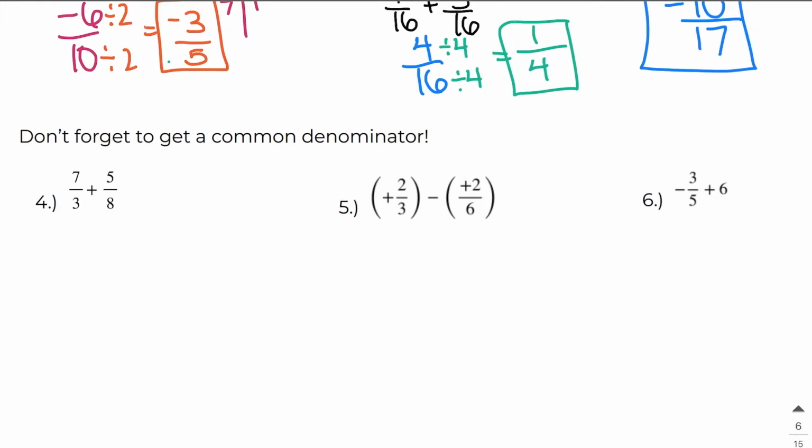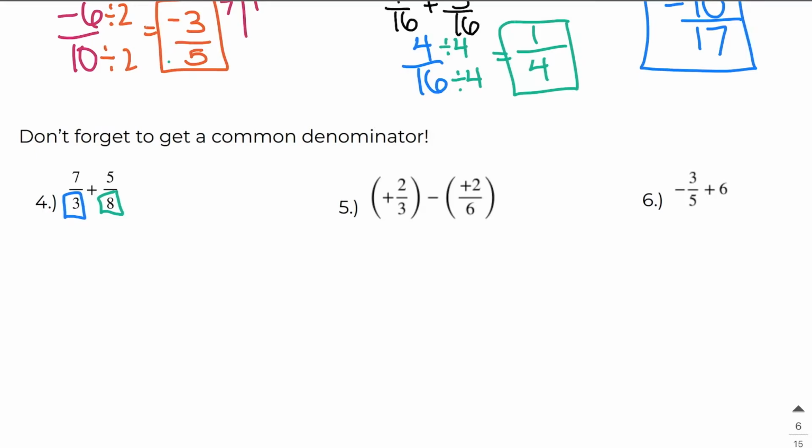Okay, in our next example here, we don't have a common denominator. So 7/3 plus 5/8, there's no common denominator. So we want to find out what that common denominator is. What's a number that I can change a 3 and an 8 into using multiplication? And that number will be the least common multiple.